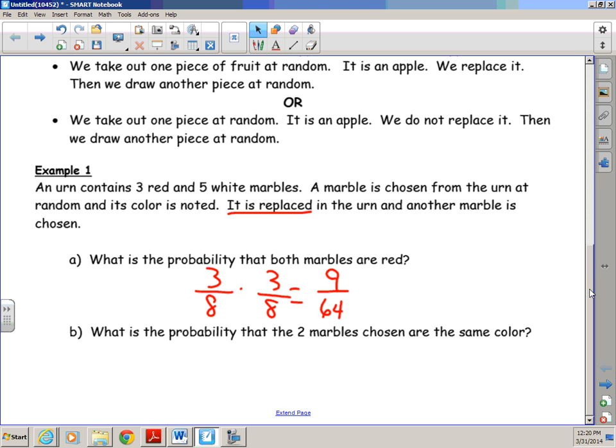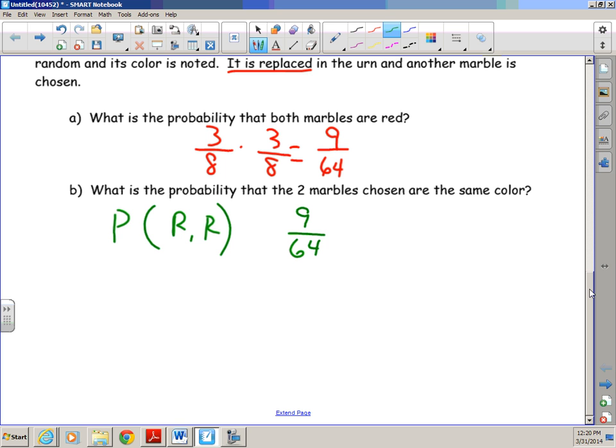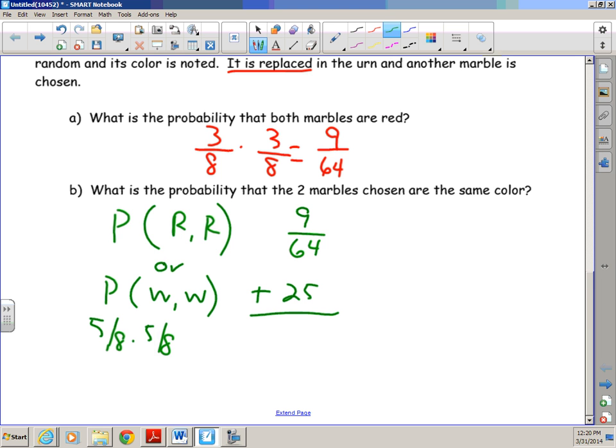What's the probability that they are both the same color? Now you've got to take a look here for a second, because I have 2 possible scenarios. One is it's red, red. Well, we just did that before, which is 9 out of 64. Or the other one is the probability that it's white, white. And that is 5/8 times 5/8, or 25 out of 64. And when I add those, it's 34 out of 64. Okay.